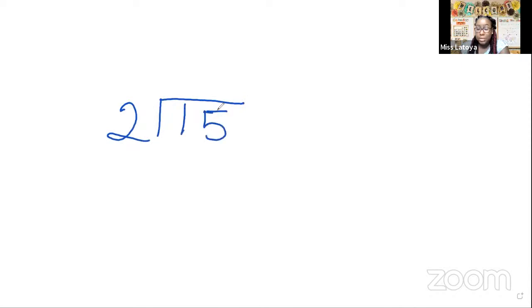Now let's recap what we learned. The steps in long division are: we are going to divide, we are going to then multiply, we are going to subtract, we are going to bring down, and we are going to repeat these steps again. So let's begin. I have 2 into 15.